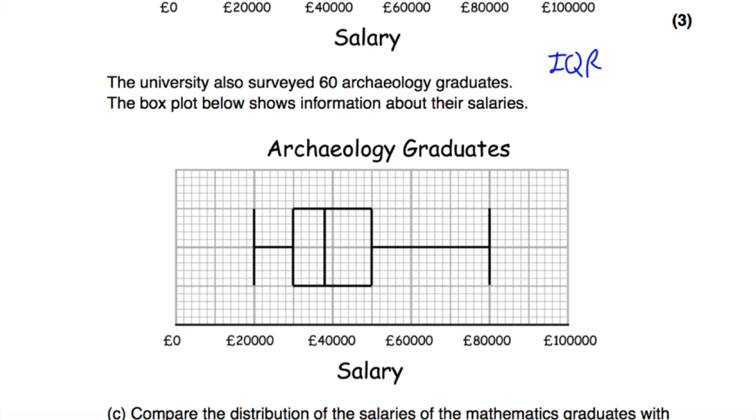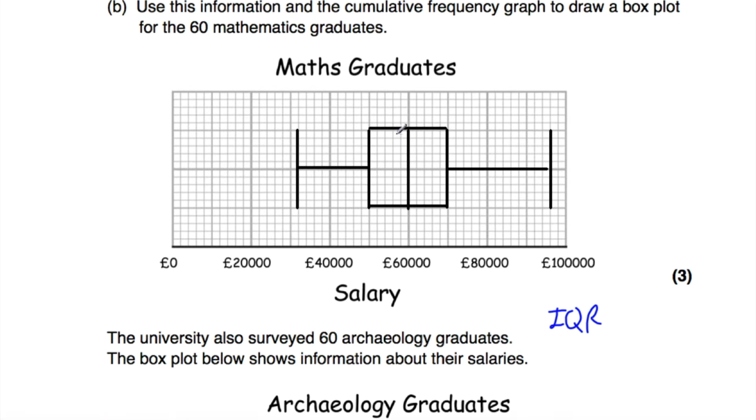So let's find the interquartile range for both of them. For the maths graduates, the upper quartile is £70,000. We had that already. And the lower quartile was £50,000. So in terms of the interquartile range for the maths graduates, we take them away and we get the IQR, the interquartile range, is equal to £20,000. So that's the spread of that middle 50% of the data.